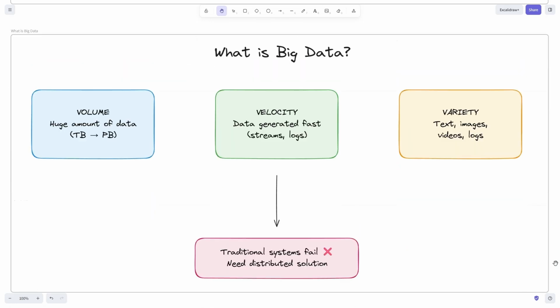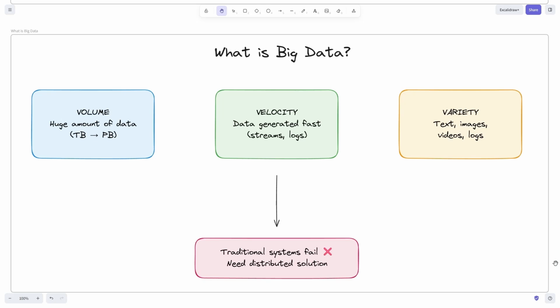Before we talk about Hadoop, let's understand why it was needed. As applications grew, data started increasing very fast. Companies were no longer dealing with gigabytes of data, but terabytes and petabytes. This created problems that traditional systems could not handle efficiently. These problems are commonly grouped under the term big data.